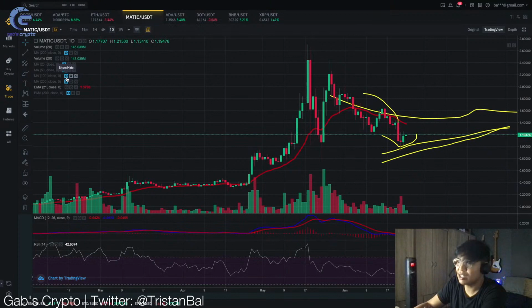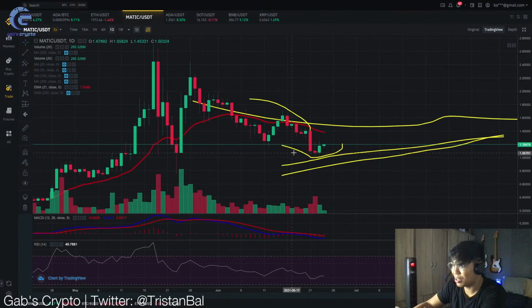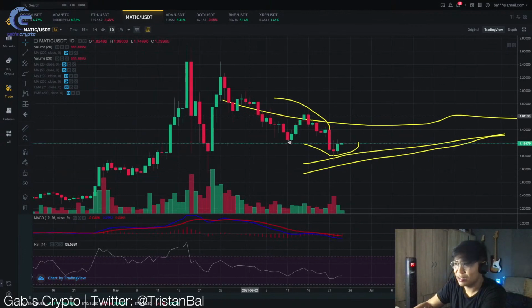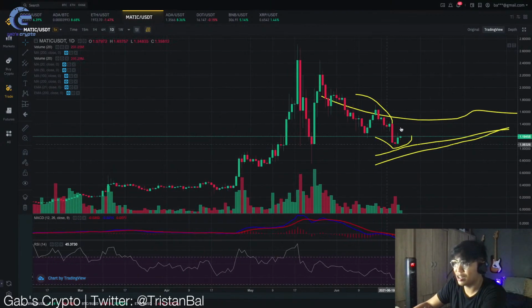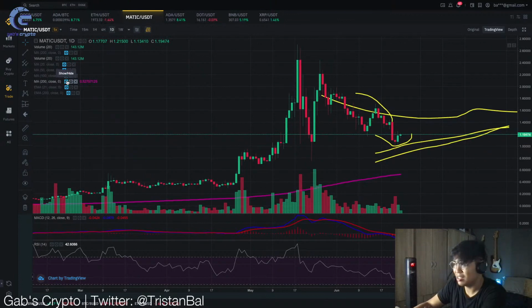Sabi ko noon, nababagsak si Matic at this level. And nag-play out nga pala. Ngayon ko lang ulit nakita yung chart ko. So yeah, same goes with other price actions. Nag-play out exactly as predicted din to. Hindi lang natin tinitingnan pero yeah, nag-play out siya.